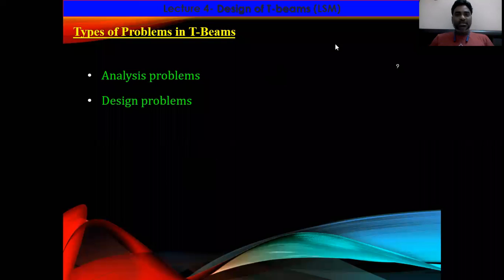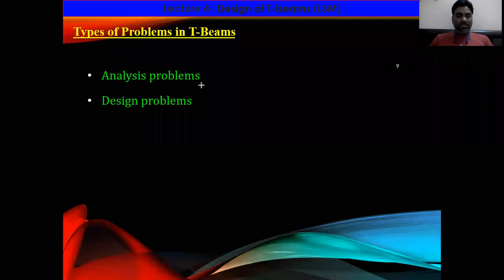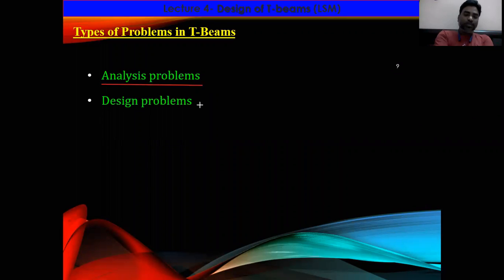So in T-beams, there are two types of problems. One is analysis problems, that means determination of moment of resistance for the given T-beam based upon the given data. And another one is to determine the safe load or ultimate load that the beam can carry based upon the given properties or given data. That is one type of problem that is called as analysis problem.